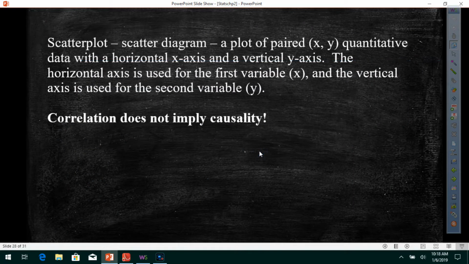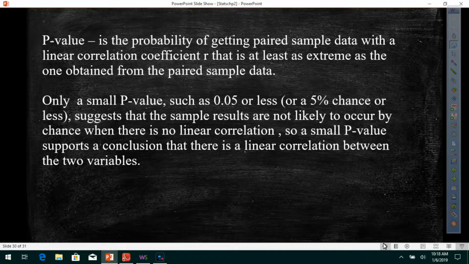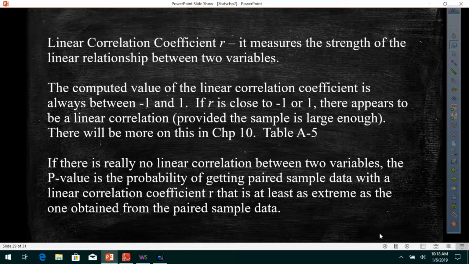Now let's see here. We did that. Linear correlation coefficient, the second one, R. It's designated by the letter R. It measures the strength of the linear relationship between two variables. The computed value of the linear correlation coefficient is always between -1 and 1. If R is close to -1 or 1, there appears to be a linear correlation, provided the sample is large enough. There will be more on this in chapter 10.